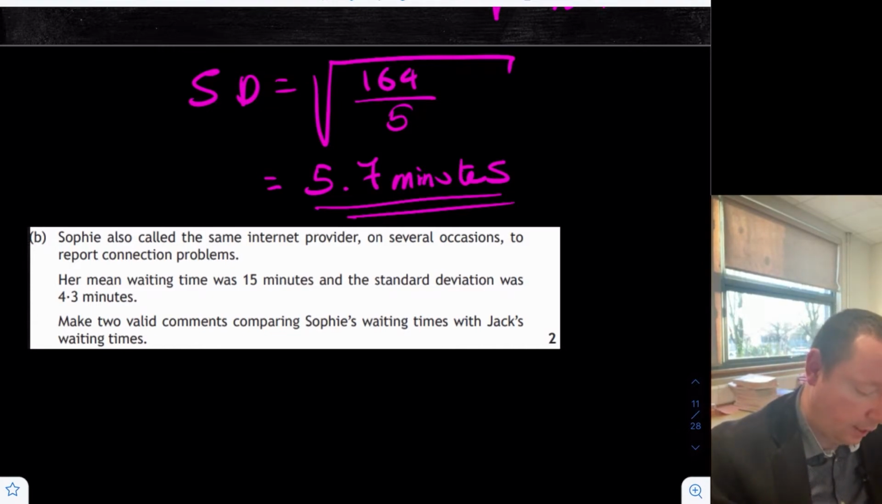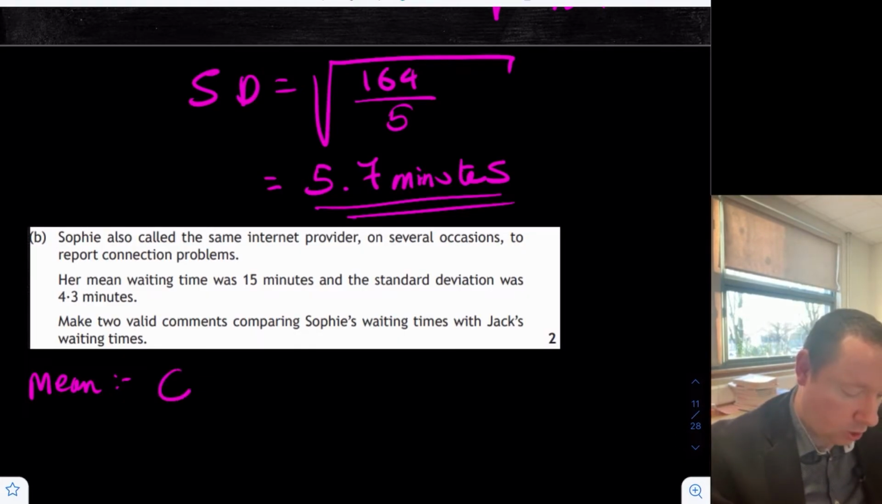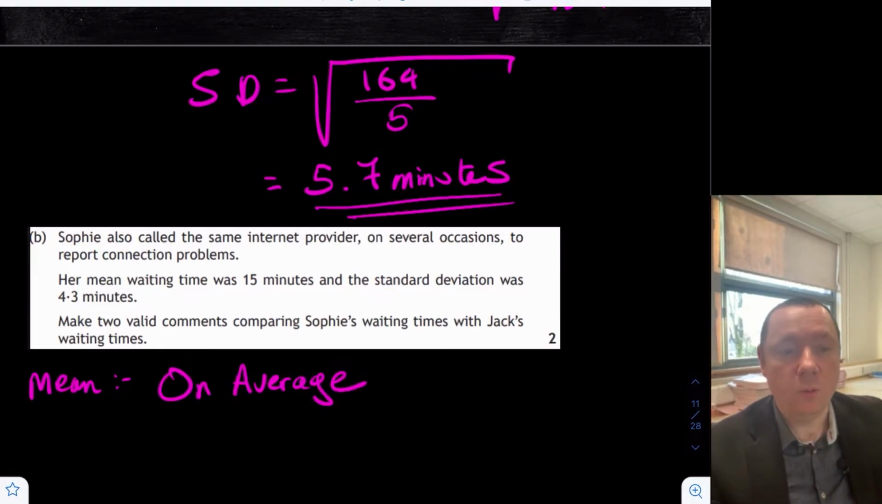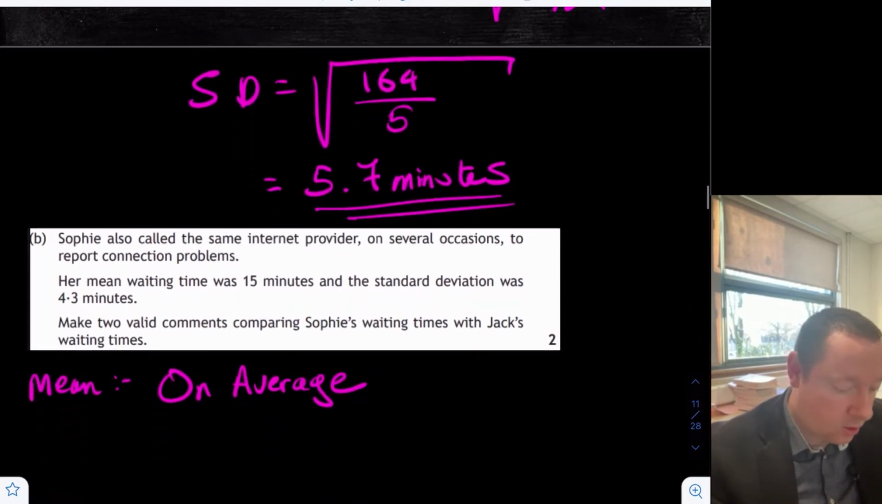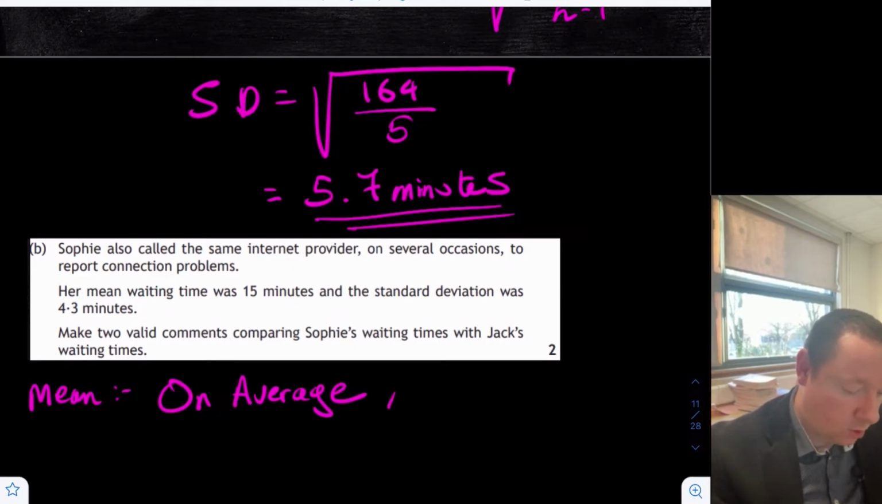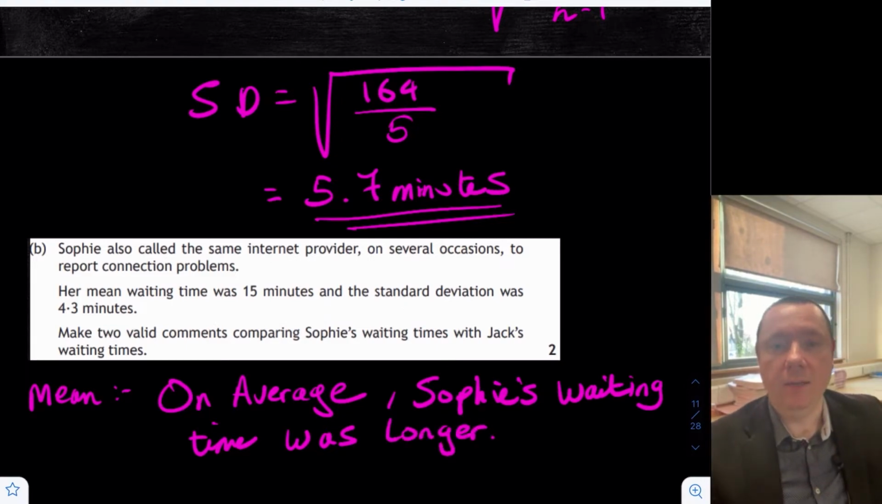Let's start with the mean. Always for mean you're saying on average. You always need to say on average, otherwise you won't get a mark. So on average, and then just compare Sophie's waiting time to the previous person's. So the previous person's was 13 minutes. Sophie's is 15 minutes. So Sophie's waiting time was longer, or bigger, or greater. Bigger means that on average it's bigger, but you need to use the word on average.